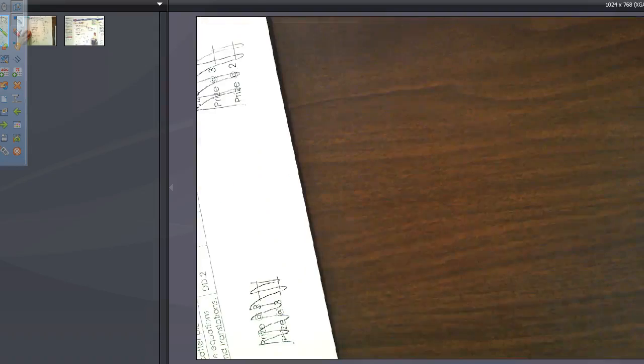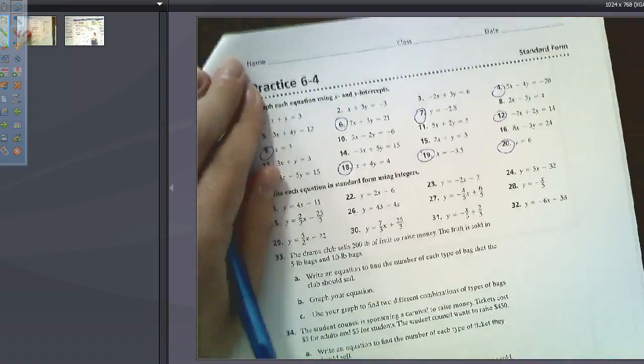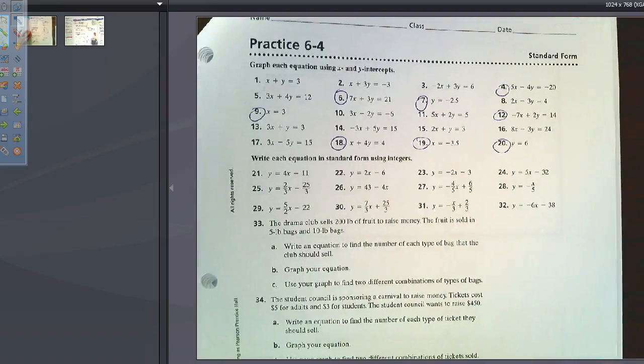Go ahead and flip to your worksheet, because I think that's the end of the notes, correct? So flip to your 6-4 worksheet. And for homework this evening, I'm going to have you guys continue practicing some graphing. So you are going to need some graph paper, because I want to make sure you guys do okay with that.